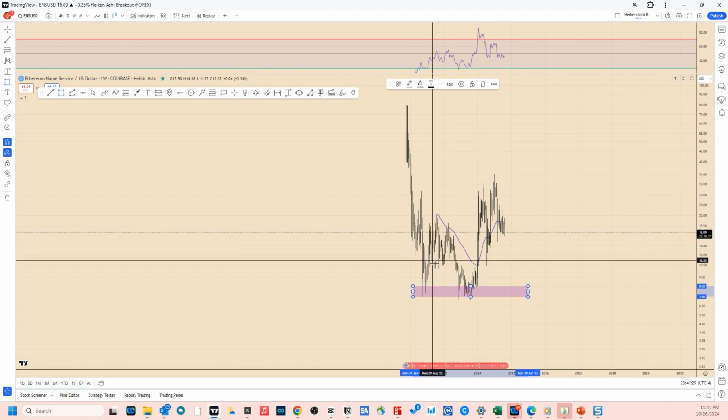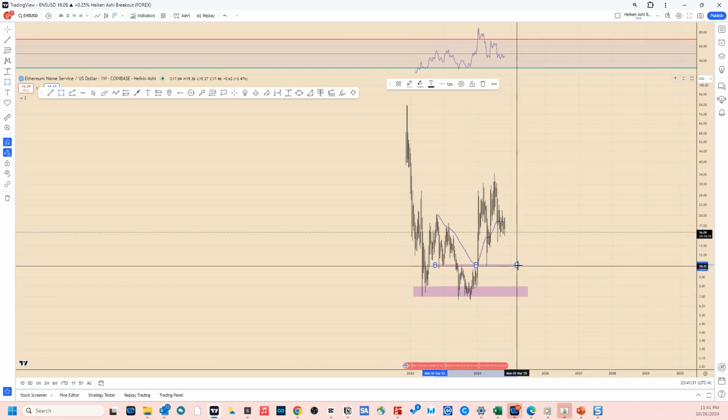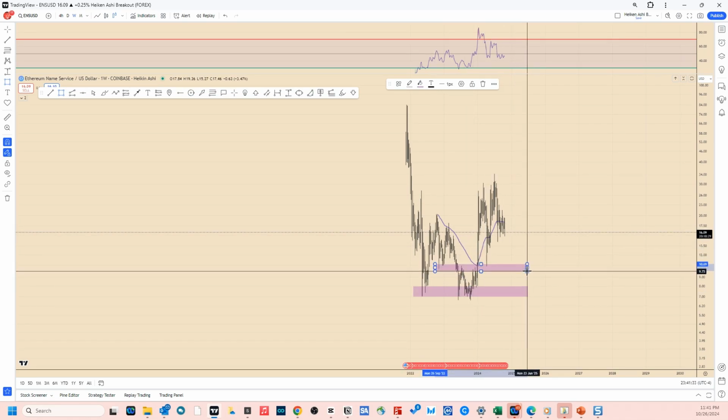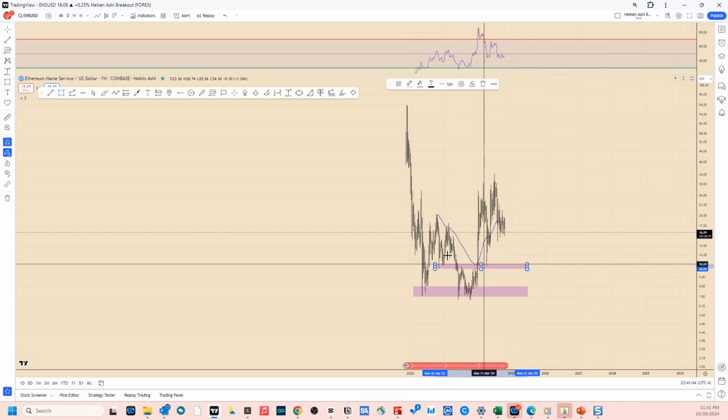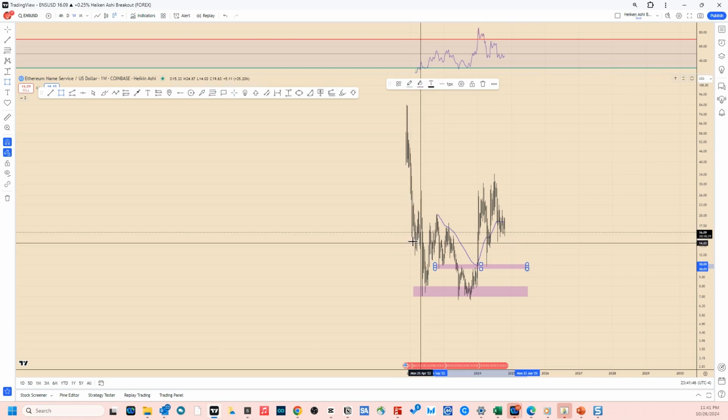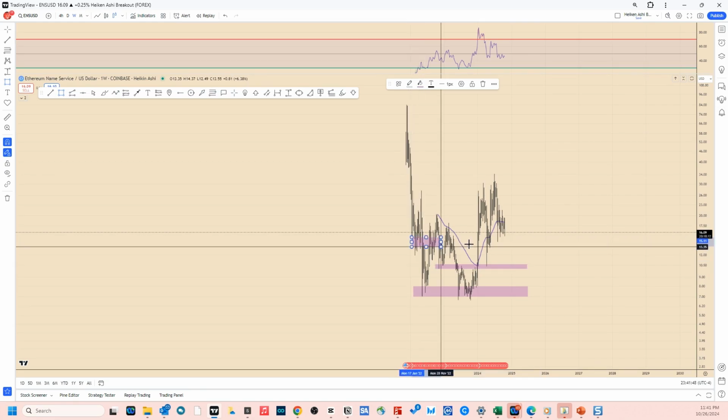I would also be looking at this level here, because you can see a strong resistance at this level right here. Okay, and I'll adjust these. I'd also be looking at this. This is support right here, and I can draw this out.